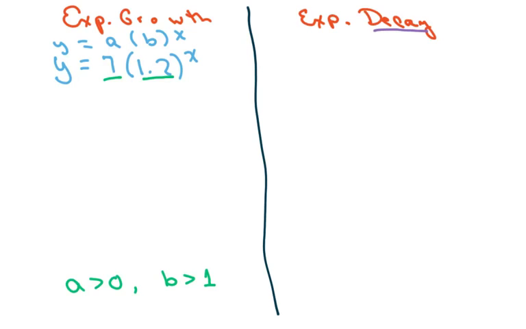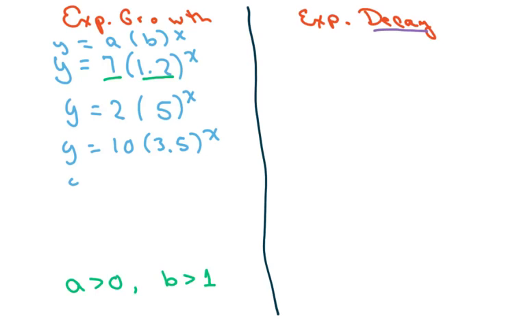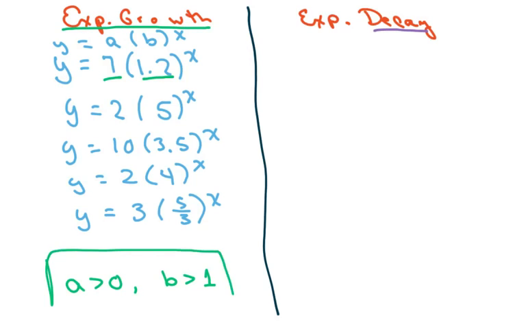So some other ones we have are y equals 2 times 5 to the x. 2 is positive, and 5 is greater than 1. I have this one. Here's another one. And do one more. All of these are exponential growth because they follow this rule.